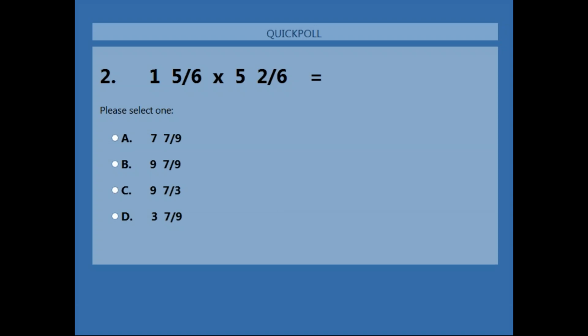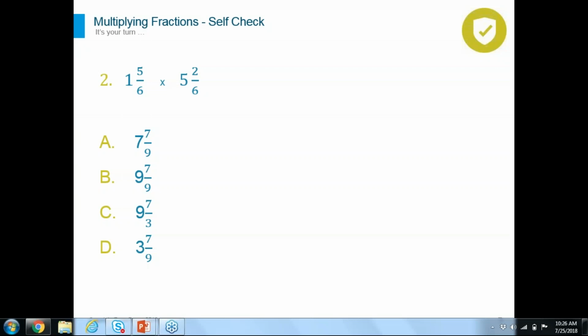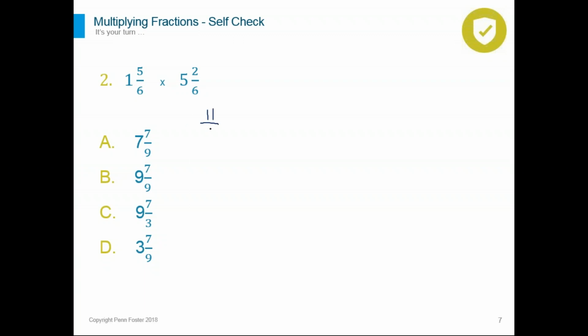Okay, let's do the question together. So again, multiplication problem. Once I see mixed numbers, I'm just going to hold. I'm not going to do any multiplications yet. I have to rewrite my problem in terms of improper fractions. 1 times 6 is 6 plus 5 will give you 11/6. And then times, you're going to change the other one. 5 times 6 is 30 plus 2 is going to give you 32 and keep the same fraction 6.